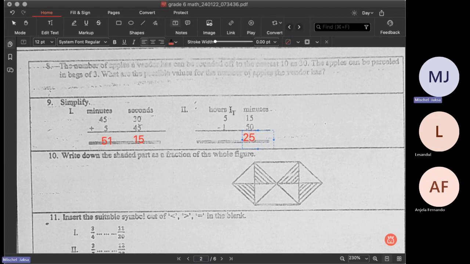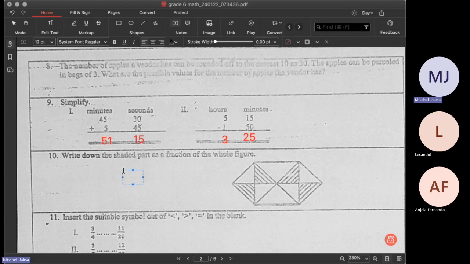Okay. Now in the hours column, we have 4. 4 minus 1, we get 3. 3 hours and 25 minutes. Is it correct, Pute? Yes, Miss. Well done.